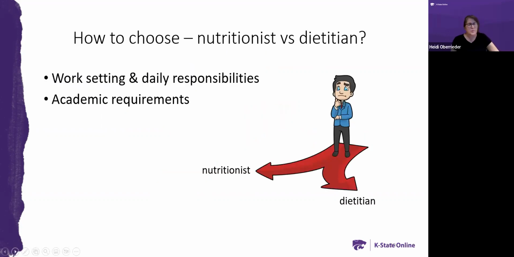So how do you choose between nutritionists and dietitians? Well, it really comes down to thinking about the work setting you want to be in and what your daily tasks look like, but you've also got to think about the academic requirements to earn that particular degree. So that's what I want to talk about for the next few minutes.